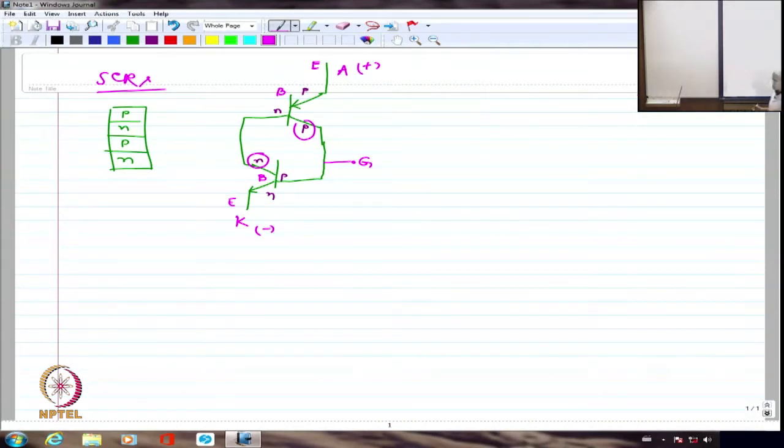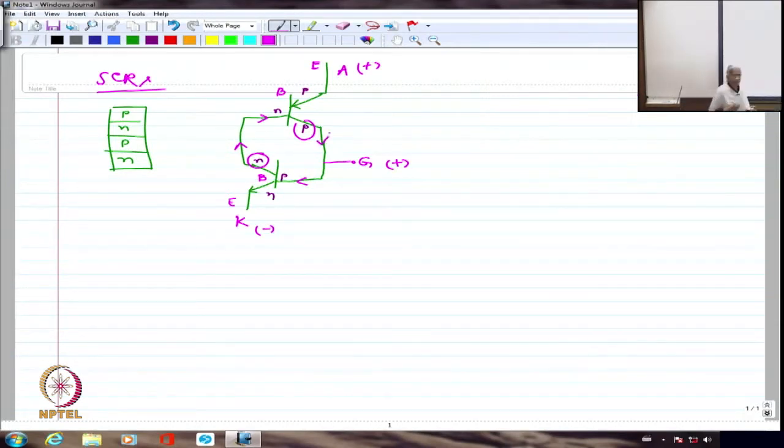So if I apply a positive voltage here to the gate with respect to cathode, then what is going to happen is I am pushing a gate current here. If I am pushing a gate current here, I am going to have a larger collector current as per the transistor operation, because of beta times IB, beta being the current amplification factor. So I am going to have a large current flowing through the collector. That is going to flow into the base of the other transistor, because of which again I am going to have a larger collector current here.